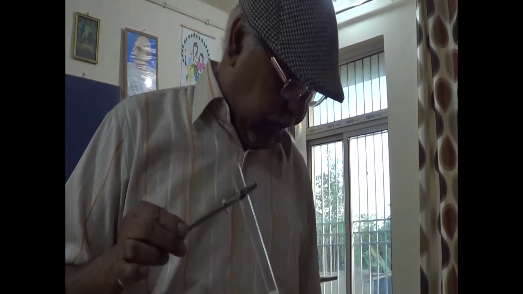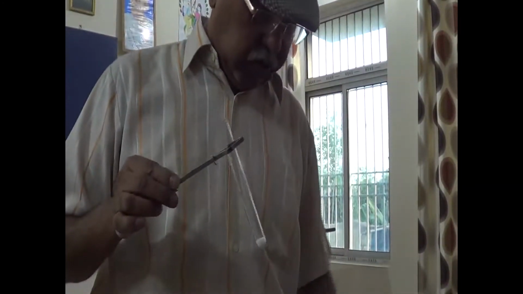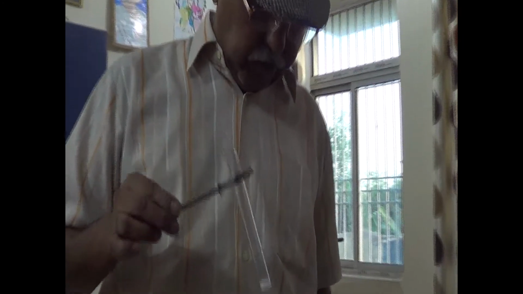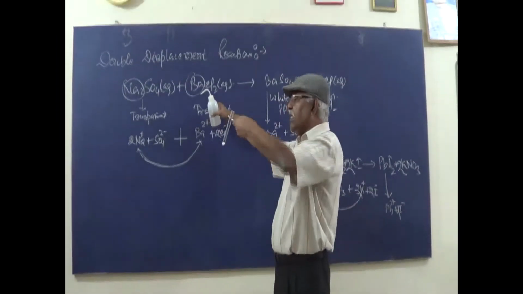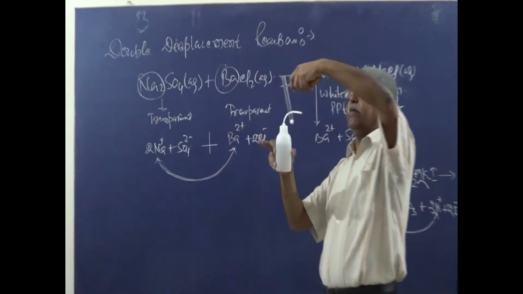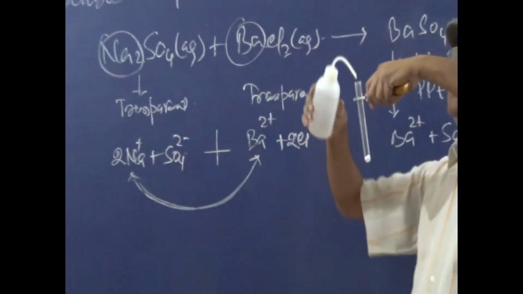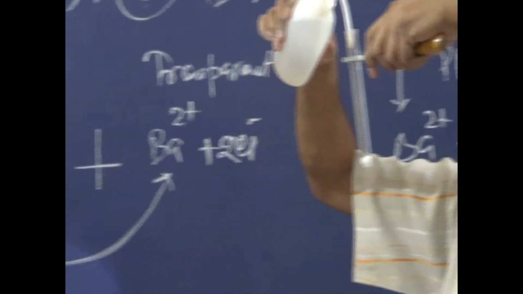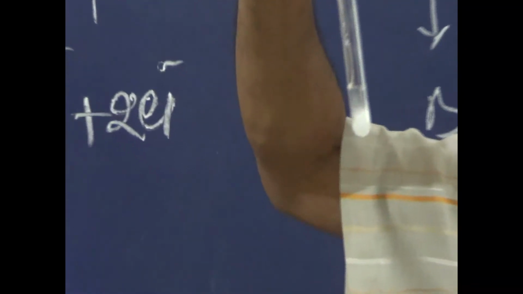See, the barium chloride is anhydrous, there is no water in this. We are going to add the water and we will show you how the precipitate will form. This is the barium chloride. I am taking it, and I will add the water, then it will become aqueous barium chloride solution.